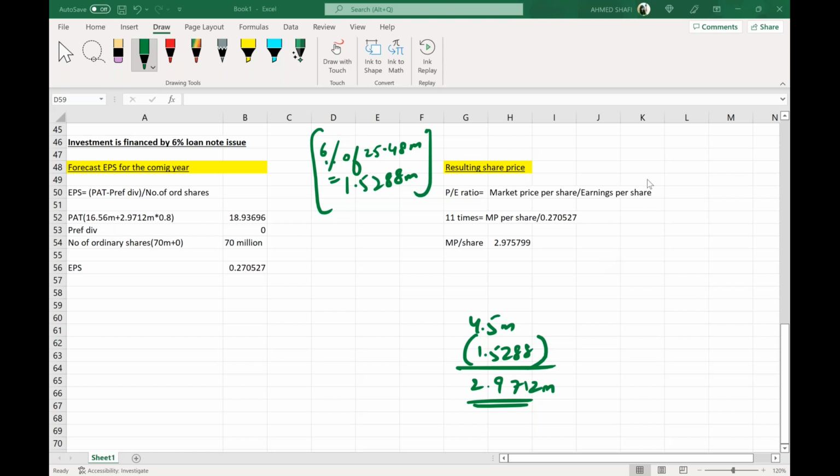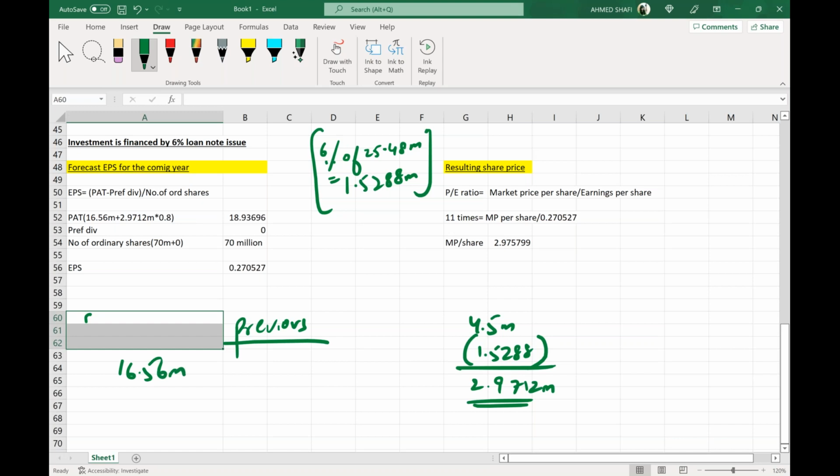So basically, if you talk about the previous rights issue case, 16.56 million was the profit, okay? 4.5 million additional profit, but you only get 80% share of that profit because 20% is gone in taxes, okay? So this was 20.16 million, the new PAT.